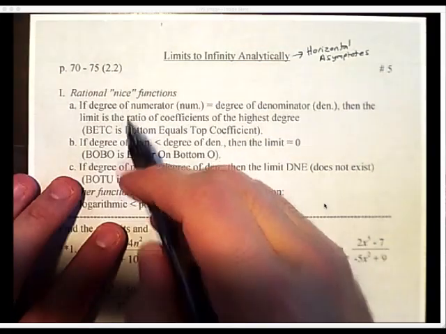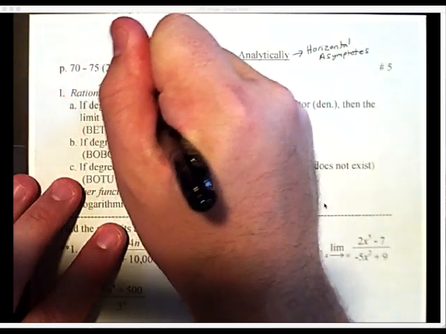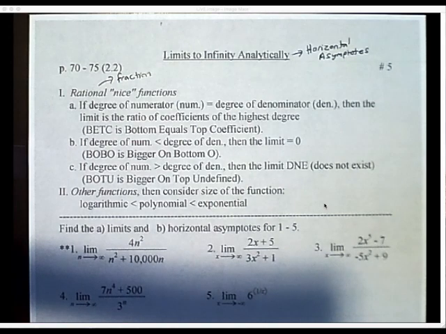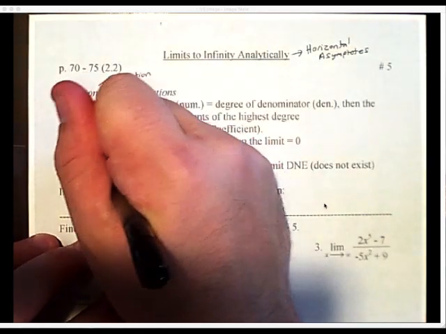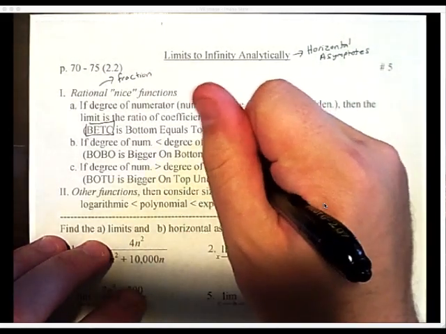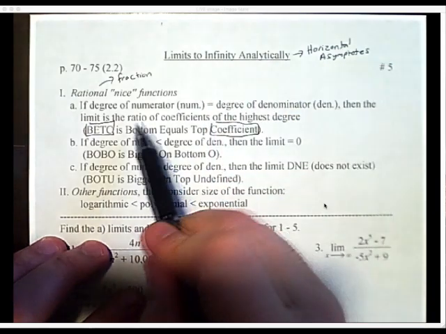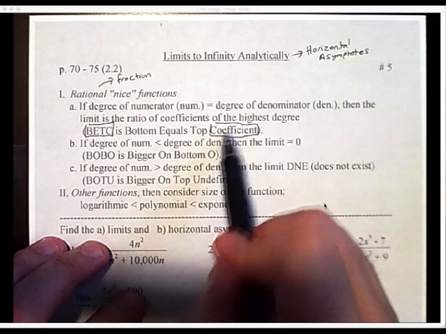So if we have rational functions, and rational just means fraction, if the degree of the numerator equals the degree of the denominator, then the limit is the ratio of the coefficients of the highest degree. The acronym we remember is BETC. When the bottom equals the top, we look at the coefficients.